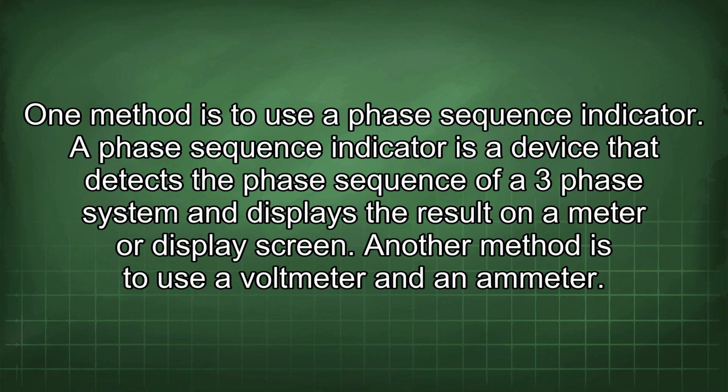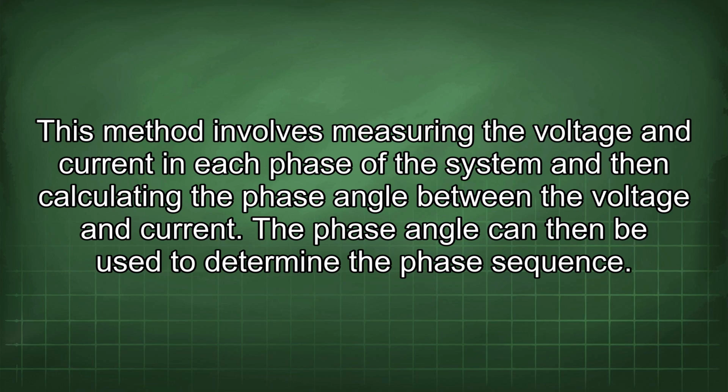One method is to use a phase sequence indicator. A phase sequence indicator is a device that detects the phase sequence of a three-phase system and displays the result on a meter or display screen. Another method is to use a voltmeter and an ammeter. This method involves measuring the voltage and current in each phase of the system and then calculating the phase angle between the voltage and current. The phase angle can then be used to determine the phase sequence.